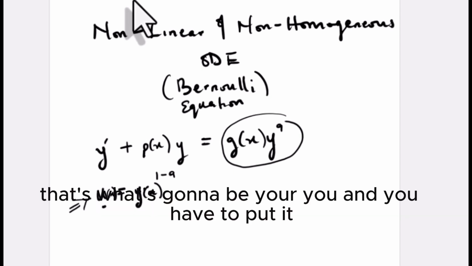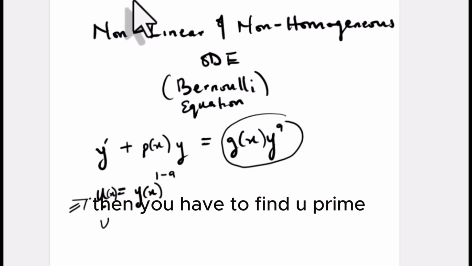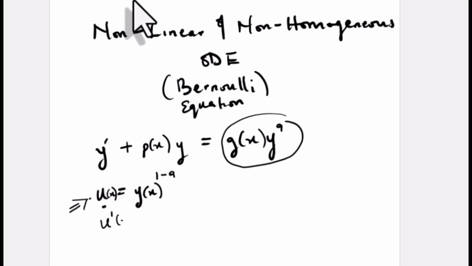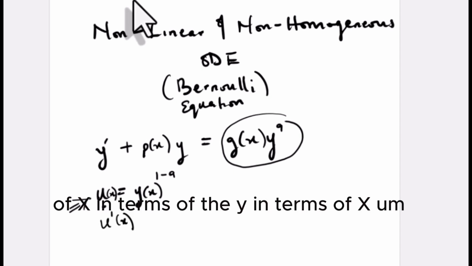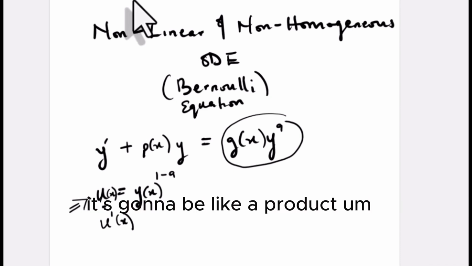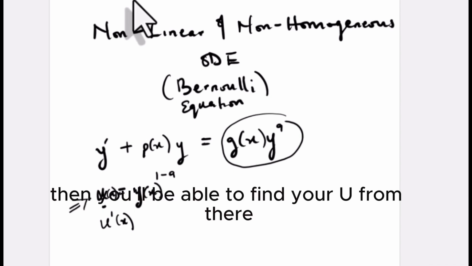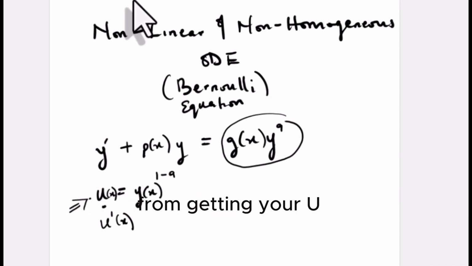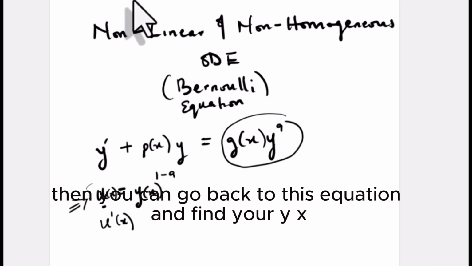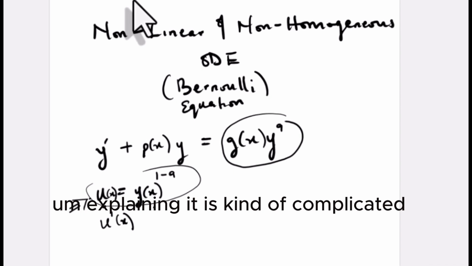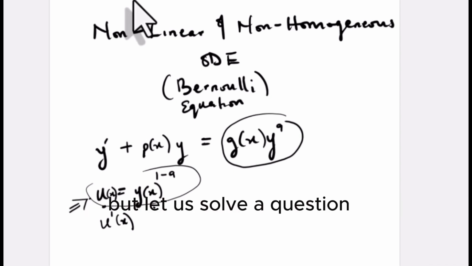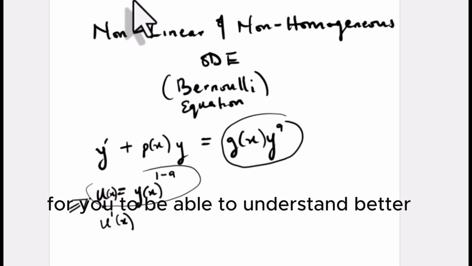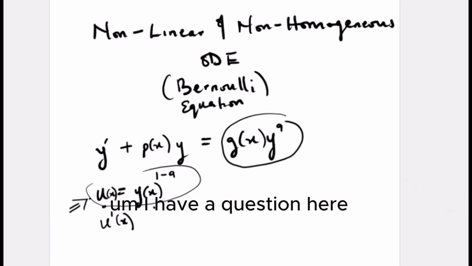And then you have to find u prime of x in terms of y, in terms of x. It's going to be like a product. You're going to use the product rule, then you'll be able to find your u from there. From getting your u, you can go back to this equation and find your y(x). Explaining it is kind of complicated, but let us solve a question for you to be able to understand better. I have a question here.